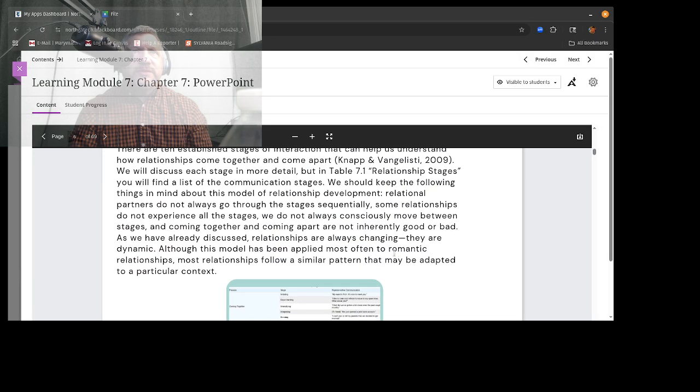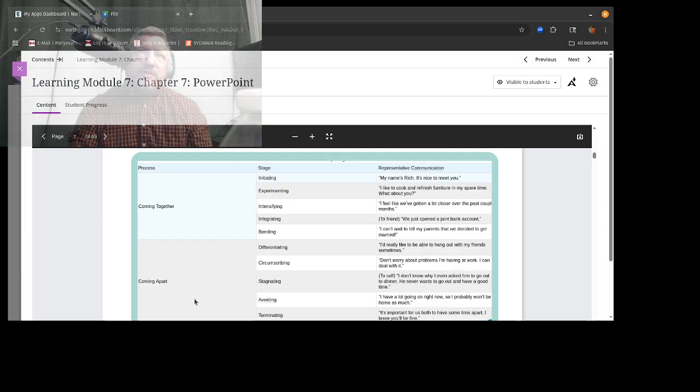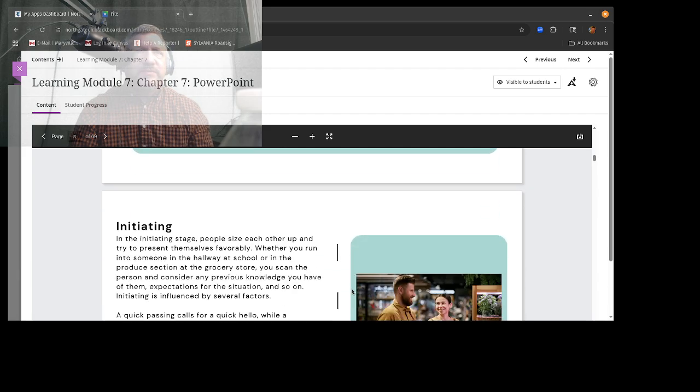Goodness gracious, the table. I was trying to think what it was called. Table in the book. So it talks about the various stages. We're going to talk about those stages in depth. I'm not going to dwell and stay on this slide too long. We have a lot of material to cover, so we're going to move through it.